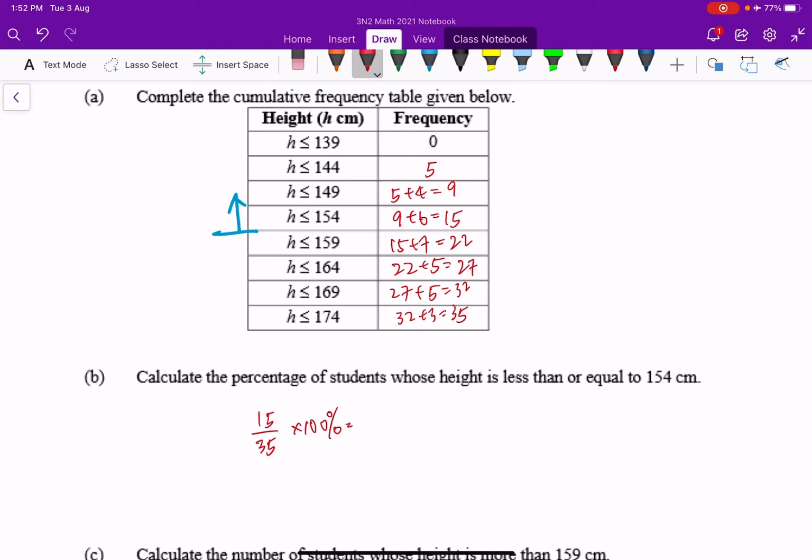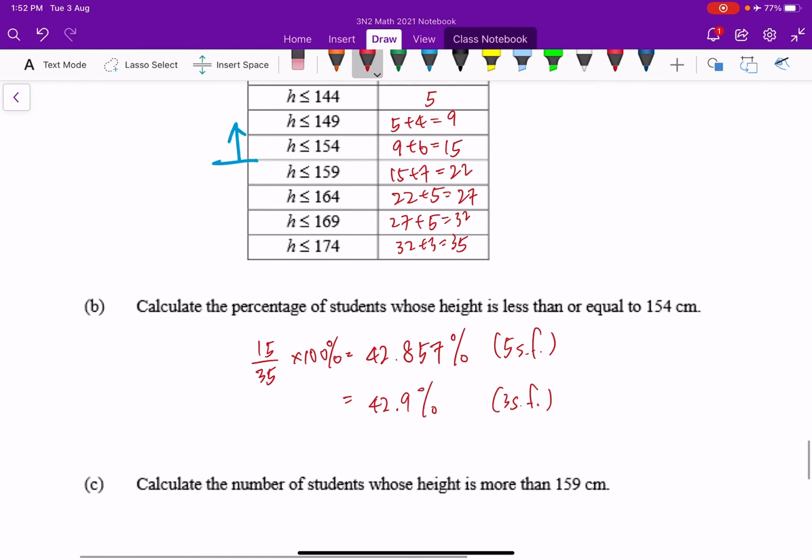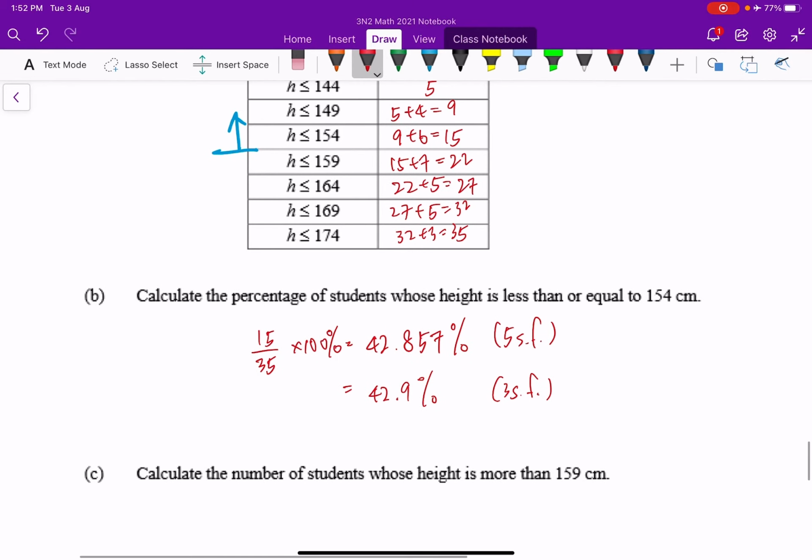So what we have here is 42.857%, 5 significant figures. The final answer is 42.9%, to 3 significant figures. Okay, so next question, they want you to find the number of students whose height is more than 159. So pay attention to the keyword.